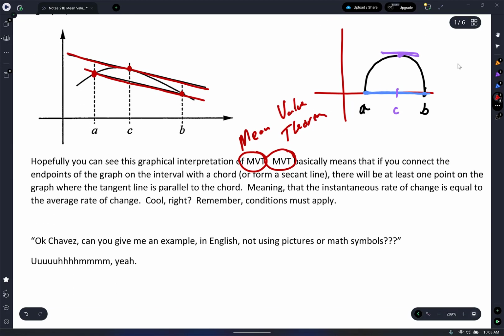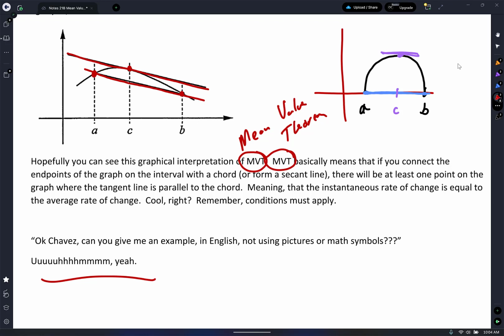Okay, whatever. Okay, Chavez, can you give me an example in English, not using picture or math symbol? Excuse me. Yeah, I can. So let's say you have some friends at Cass Tech, and you take your car to Cass Tech, and you drive there, and your odometer says that your average speed was 43 miles per hour. Did you at any time travel exactly 43 miles per hour?